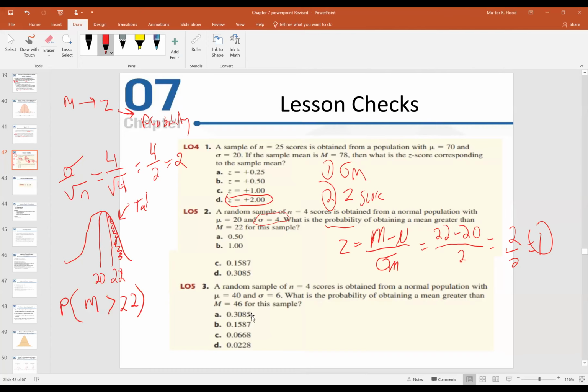All right, so now let's go to question 3. In this one, a random sample with a sample size of 4 is obtained from a normal distribution with a population mean of 40 and a standard deviation of 6. What is the probability of obtaining a mean greater than 46 for this sample? Well, we won't do that question because we kind of did that question already. So you kind of know the gist of it, so we'll skip that.